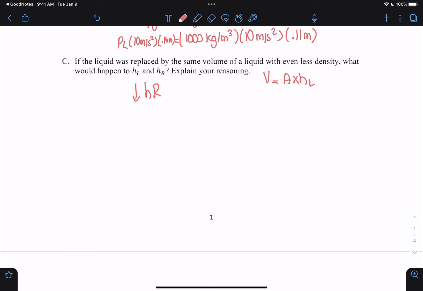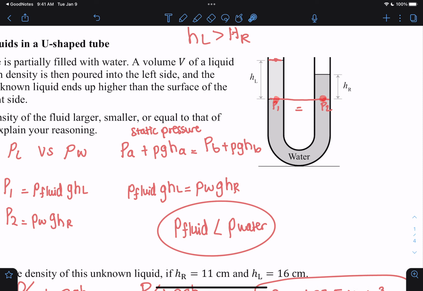So to properly sum that up and use equations to formally say it, if that liquid was replaced with the same volume of liquid that has even less density, then we would see the height on the right-hand side decrease in order to compensate and make sure that the pressure at the bottom of the liquid, here and here, stays the same, that these two pressures stay the same.